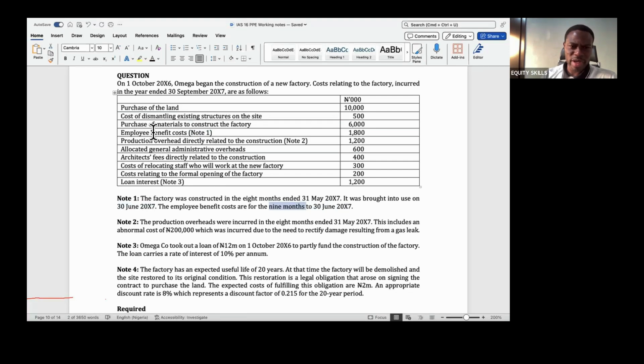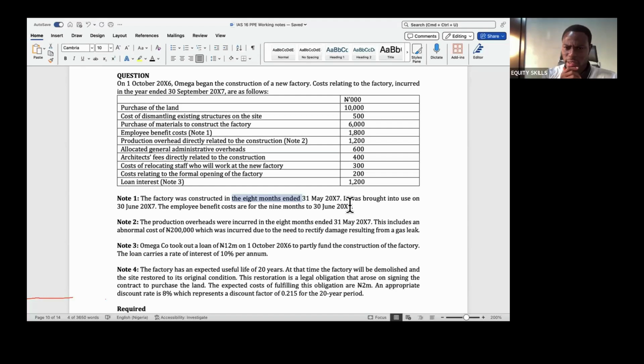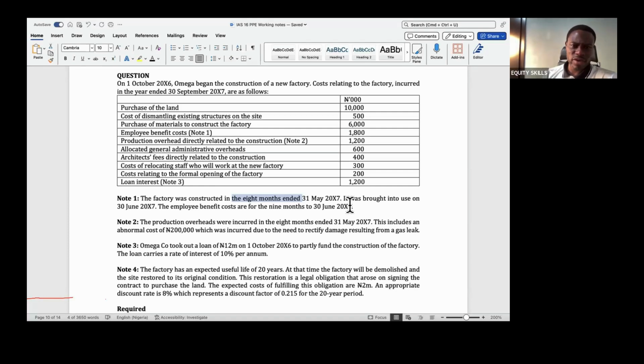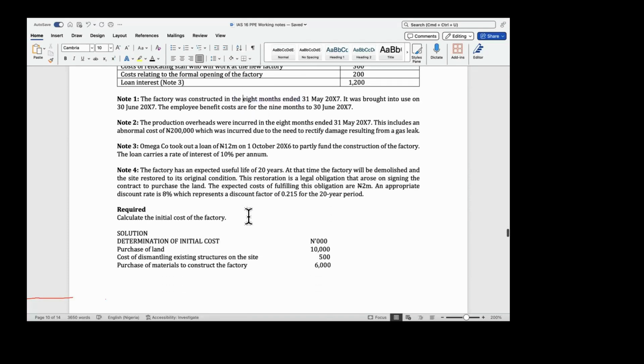So meaning that this employee benefit cost they gave us is for 9 months, and the construction really took 8 months. So what are they saying there? We make 7/9 multiplied by the amount. 7/9? Why 7/9? I'm asking, how did you get 7/9? Is it 7/9 or 8/9? 8/9, I'm sorry, sir. 8/9.